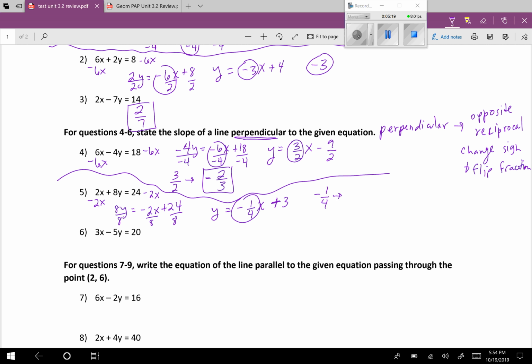What's going to be the opposite reciprocal of this? Okay, change the sign. It's negative, it's going to become positive. Take 1/4, you flip it. It's 4/1, but that's really just 4. So that would be the slope of the line perpendicular.